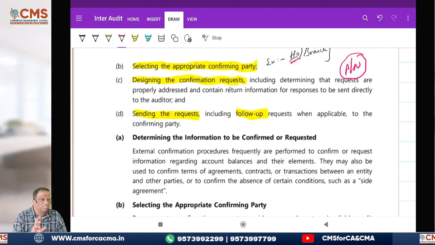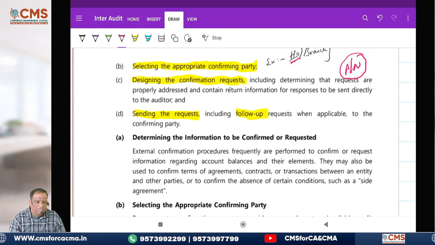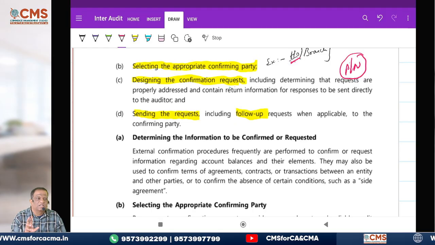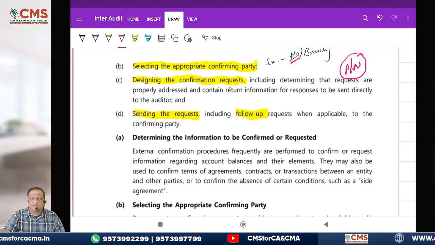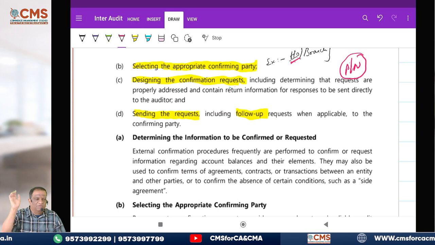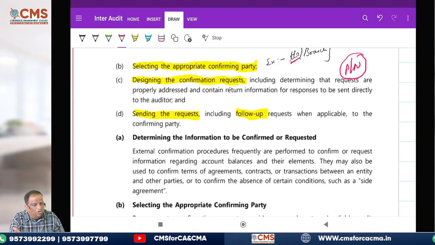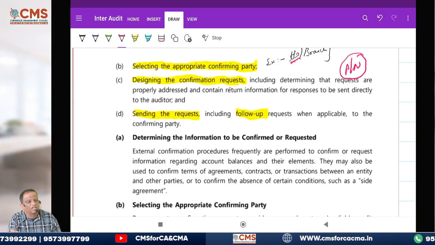Because some companies are centralized and some companies work in decentralized mode. Maybe if the company is working in a centralized mode, you would have supplied the material to Hyderabad branch, but Hyderabad branch will not make the payment. You get the payment from Delhi branch. So that's why decentralization, centralization, all that, you need to identify who is the appropriate authority who can confirm you.